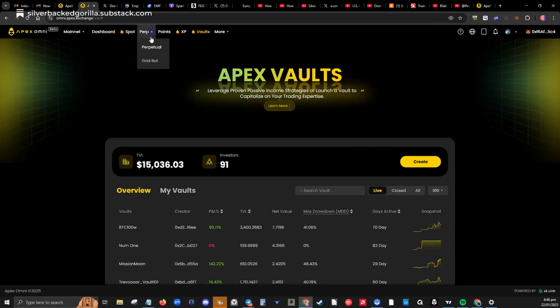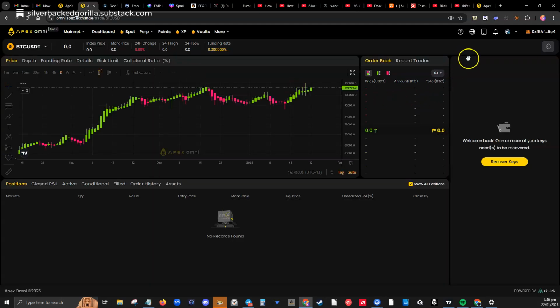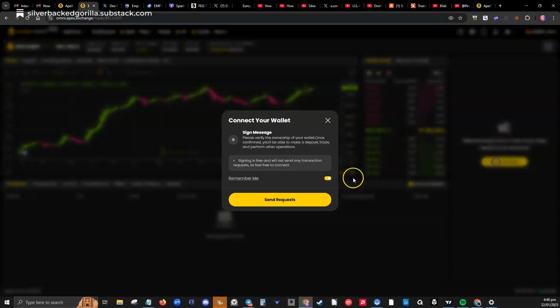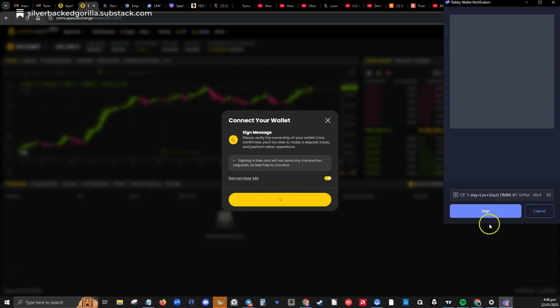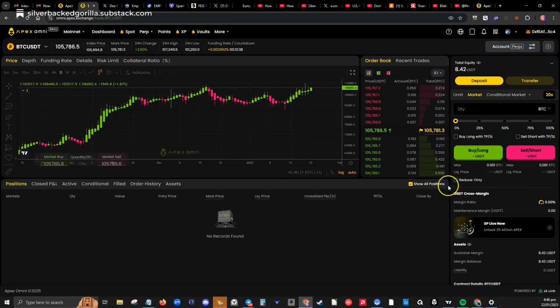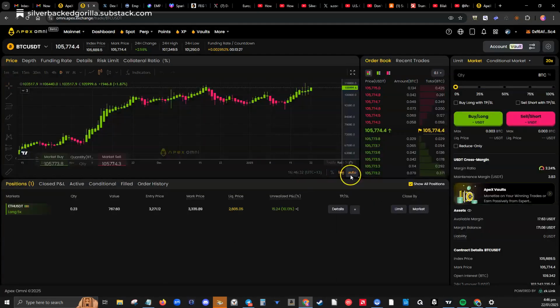Okay, so if I come into perpetuals, it should come up as vault or whatever here. You just sign into this. It's a different account to get into. Okay, so perps. So I've got silverback or perps. This is my perps account, and this is silverback, which is me trading perps in a vault, so you can be followed.